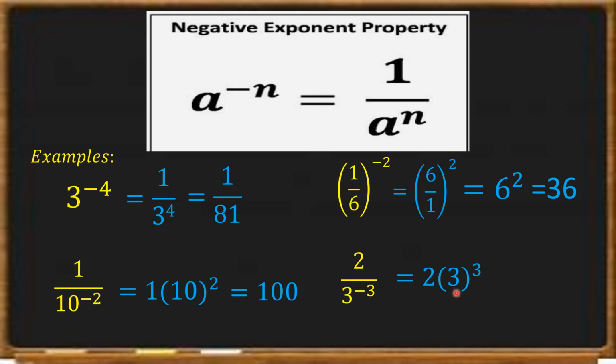So, ito na yon. But what is 3 cube? Kasi naging positive na yung exponent. So, it's 27. So, 2 times 27. So, what's the final answer for 2 times 27? It is 54. So, ang simplest form nito ay 54. Okay. Another example.